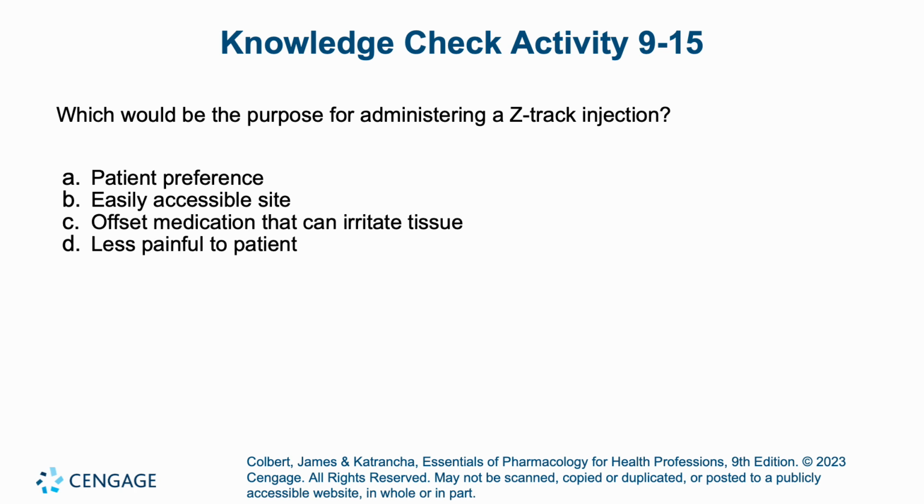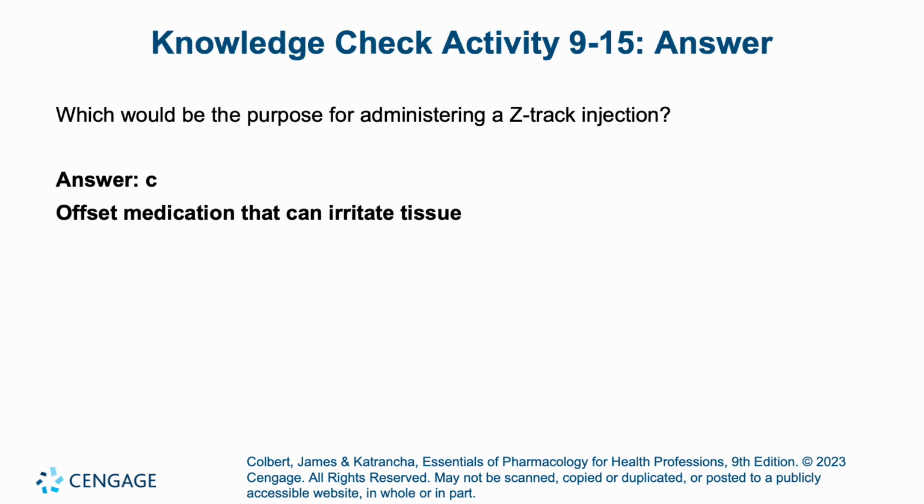Knowledge check. What would be the purpose for administering a Z-track injection? A, patient preference, B, easily accessible site, C, offset medication that can irritate tissue, or D, less painful to patient. The answer is C, offset medication that can irritate tissue.